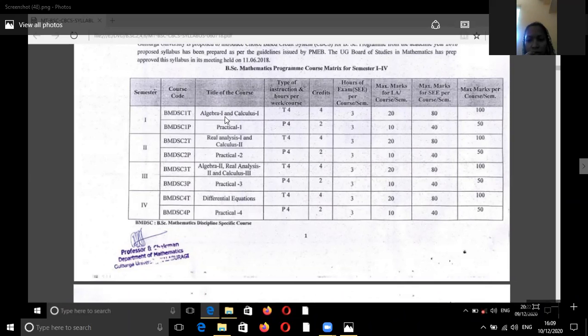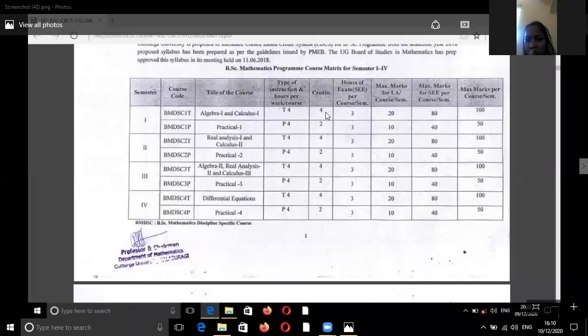Here you see the theory paper. The name is Algebra 1 and Calculus 1. That is the theory paper. And the second one is the practical. That is practical 1 is there. And here you see practical 4 is there.